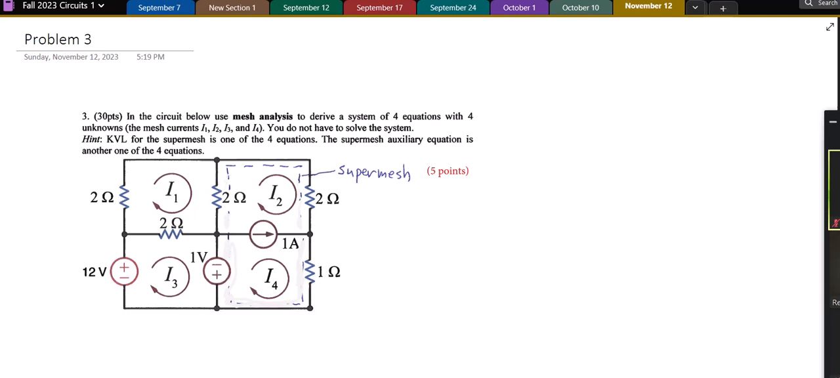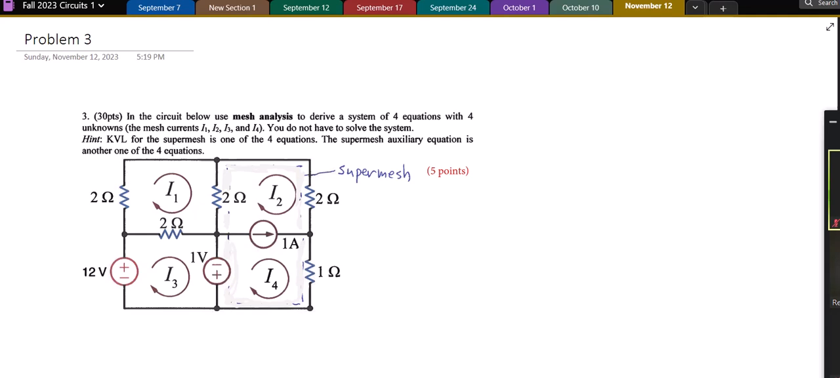So whenever you have a situation where you're going to do mesh analysis and you figure out what your meshes are, like we have here, I1, I2, I3, I4, you look at what's being shared between the meshes. I3 shares a resistor with I1, a voltage source with I4. I1 shares the resistor with I3 and a resistor with I2. I2 shares a current source with I4.